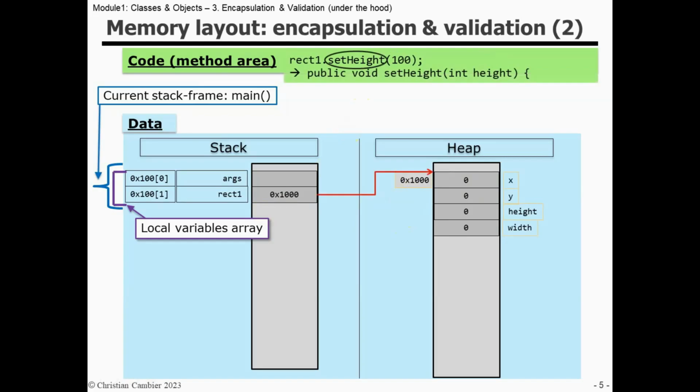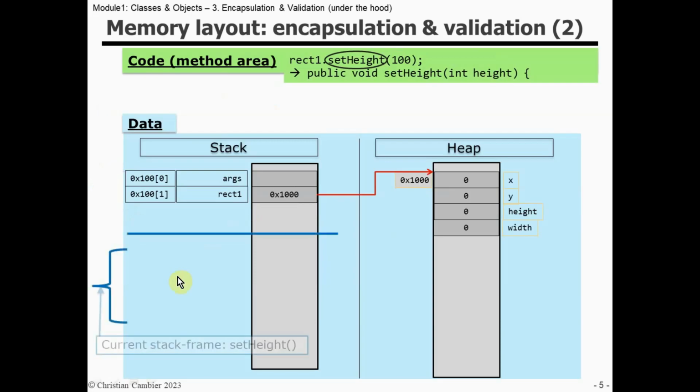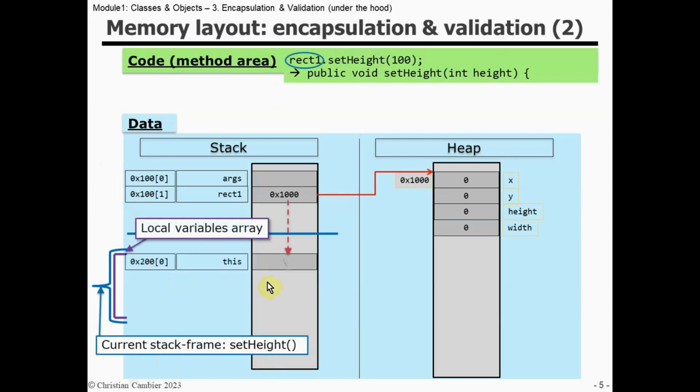Invoking a new method will result in the creation by the virtual machine of a new stack frame, this time for the setHeight method, which will then become the current stack frame. First of all, the instance of rect1 is used in order to initialize the value of the this pointer, so this refers to the same object as rect1. Then passing the value of 100 to the parameter height, so height is allocated at the second position in the local variables array and will get the value of 100.